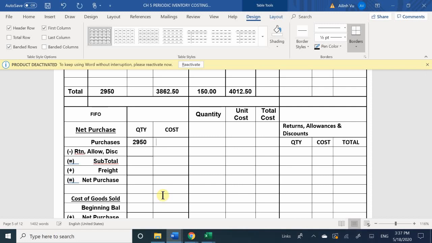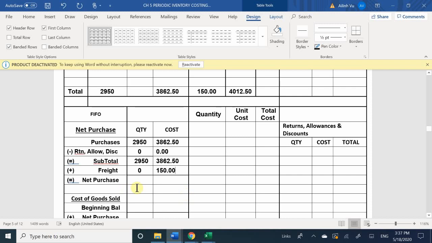And how much did it cost us? $3,862.50. Yes. Okay. Did we have any purchase returns or allowances? No. Okay. So therefore, we still have 2,950 items, and it's still going to cost us $3,862.50.